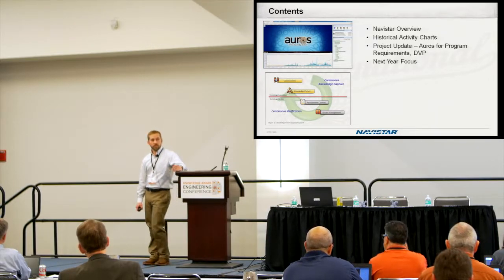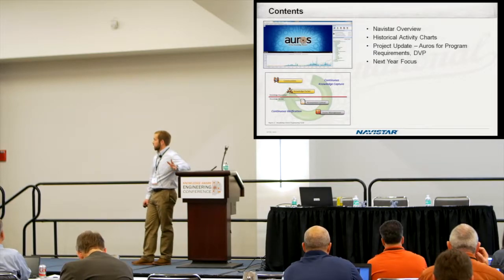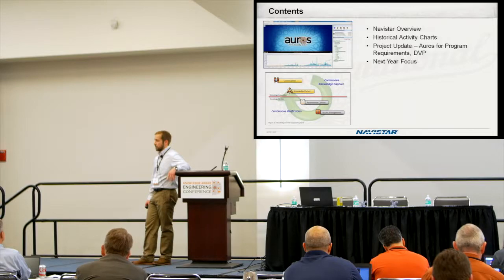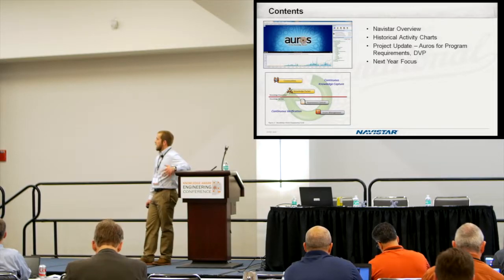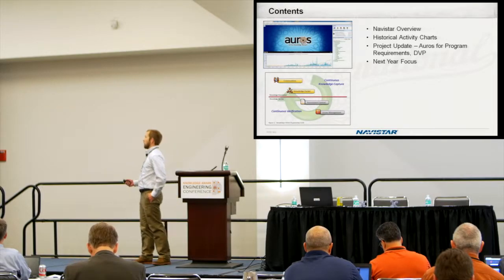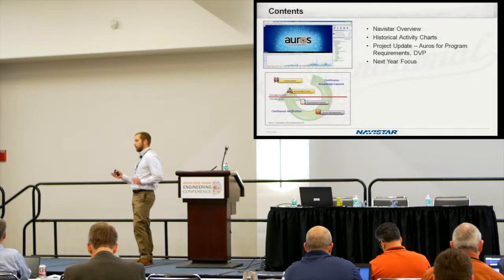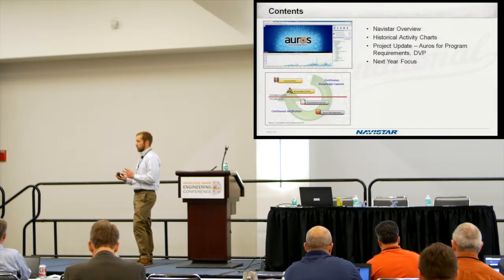Basically, what I want to cover today is a couple of slides on the Navistar overview and historical activity charts, just to briefly set the context. Then the bulk of my talk is going to be a major project update, which is using Auros in place to get rid of a legacy IT tool we use for vehicle requirements management leading to DVP. We have a milestone where we have our first major product development program with no use of this legacy tool, only Auros. I'll go through how this project has gone along, some of the high-level phases, key strengths of Auros along the way, and then sum up by talking about where I think we're going over the next year.